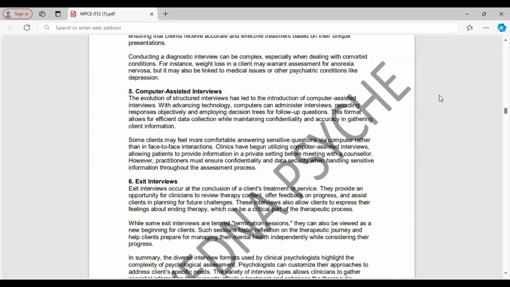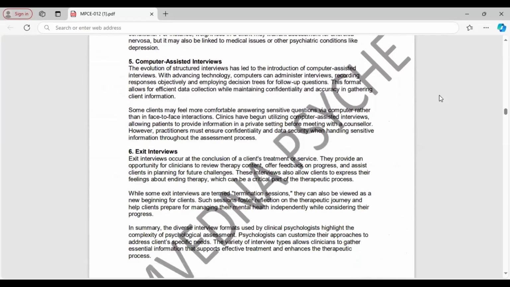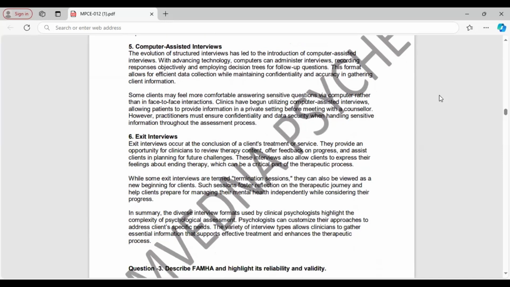Computer assisted interviews. Technology has introduced this type of interview, which uses decision trees for follow-up questions and provides an efficient, confidential means of data collection. Exit interviews occur at the end of the treatment and offer a review of therapy, progress, and preparing clients for future challenges. In conclusion, the variety of interview formats and types enables clinical psychologists to gather critical information, enhancing diagnosis and treatment planning tailored to the client's specific needs.